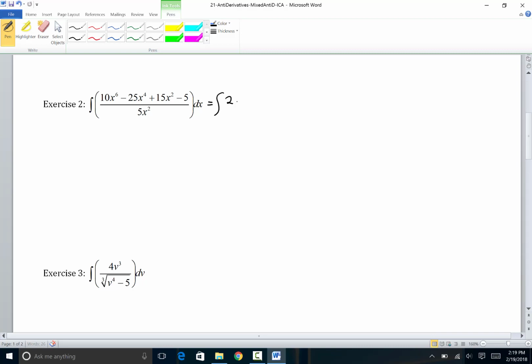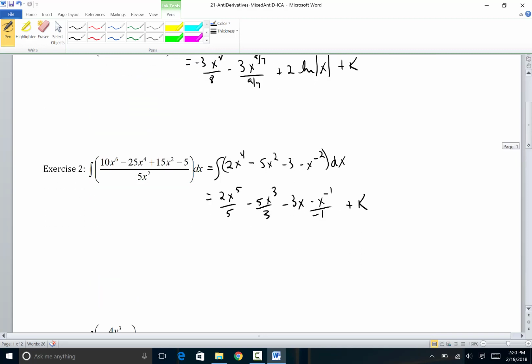So 10 divided by 5, 2, x to the 6th divided by x squared. All those laws of exponents from way back when I warned you about them. So that one simplifies with those laws of exponents, and then the antiderivative becomes pretty straightforward. So no U substitution so far. And you can write that last one as a plus there if you recognize it.